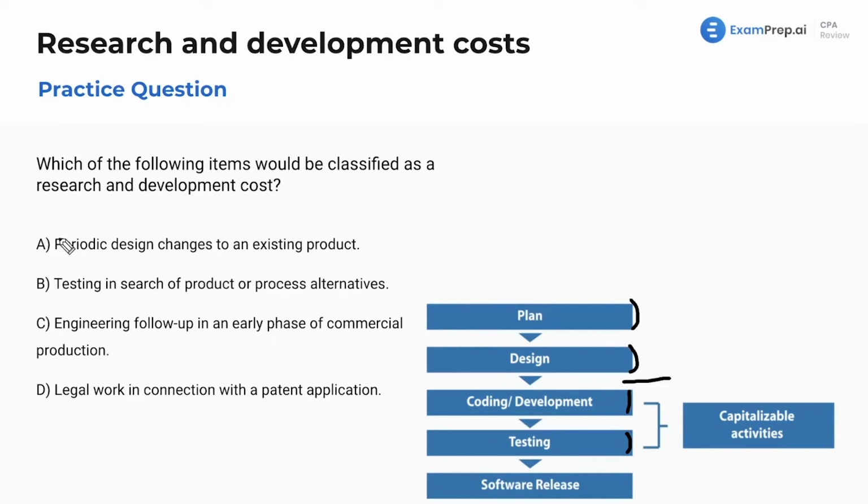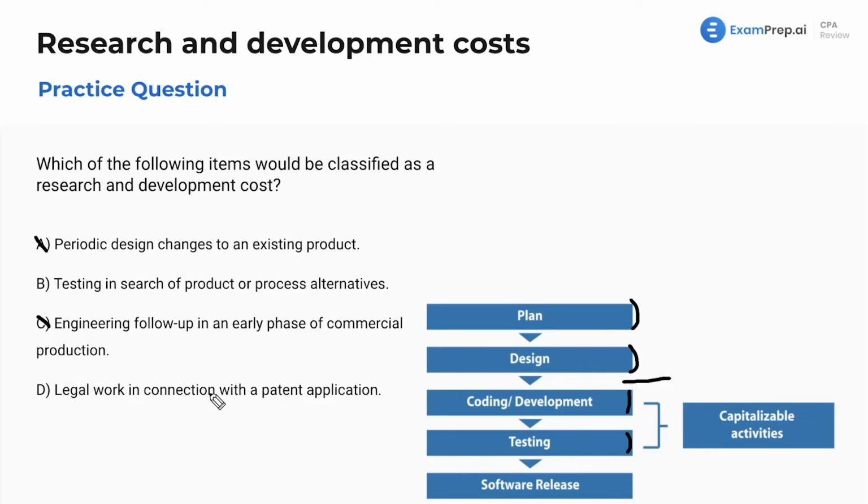So let's read. Periodic design changes to an existing product. Okay, well, if it's an existing product, that is going to be capitalized, so not expensed. Testing in search of product or process alternatives. Okay, well, that means no product exists because we're searching for a product or an alternative, so let's hold off on that. Engineering follow-up in an early phase of commercial production. If we're commercially producing something, that's going to infer that the product exists already.